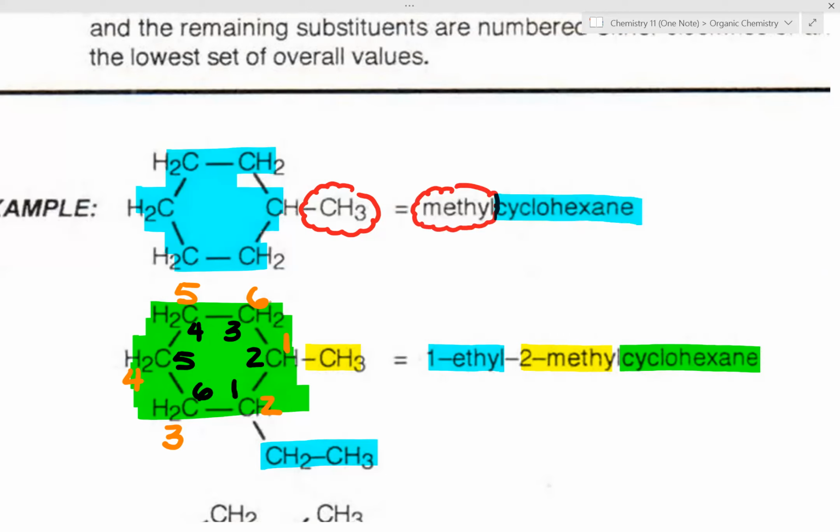Why didn't they put 2 ethyl, 1 methyl cyclohexane? Why did they have 1 ethyl, 2 methyl cyclohexane? But why didn't they do it this way? Oh, sorry. 2 ethyl, 1 methyl.